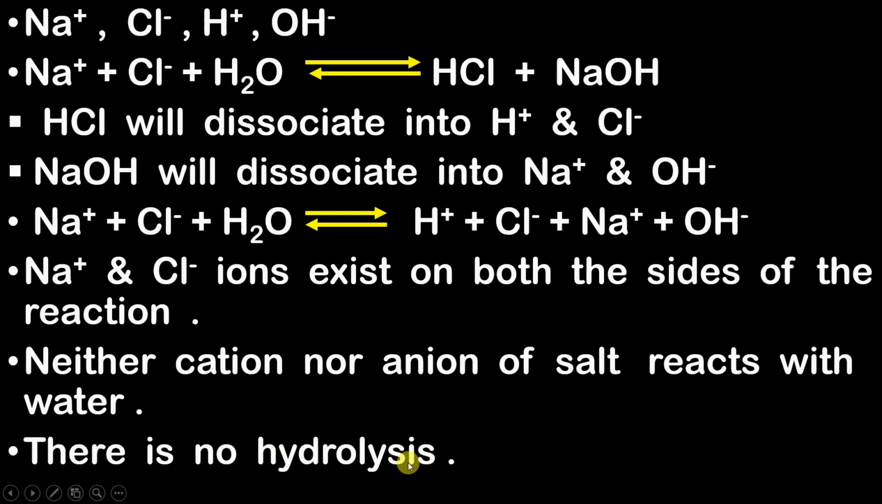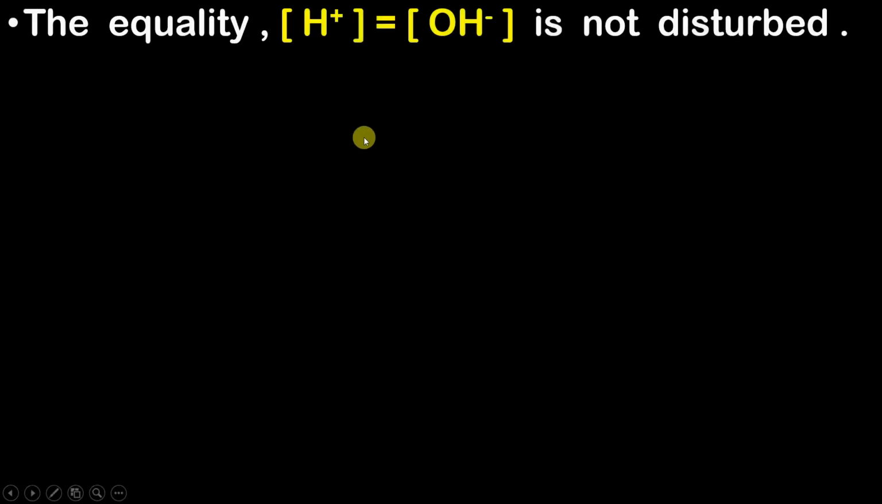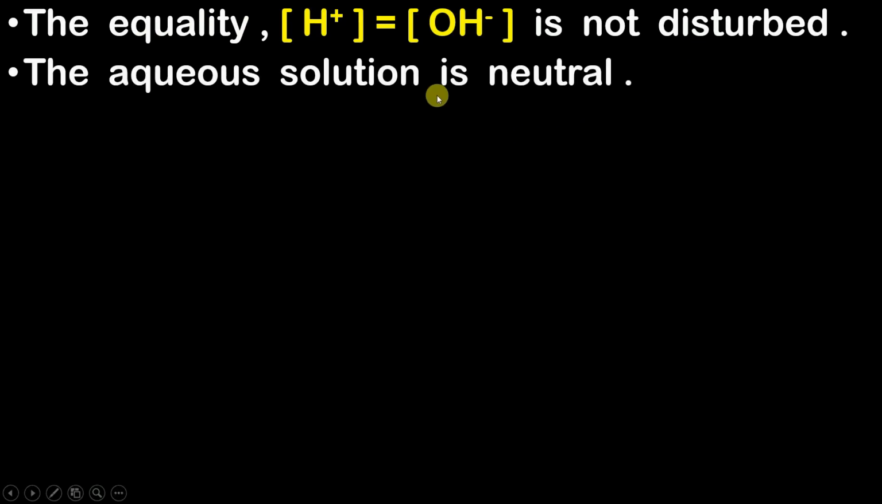Why is there no hydrolysis taking place? Because the ions of the salt are not reacting with the ions of the water, and hence there is no hydrolysis. And if there is no hydrolysis, can I say that the molar concentration of H plus ions will remain equal to the molar concentration of OH minus ions, and hence the equality is not disturbed. The aqueous solution is neutral. Why is it neutral? Because the molar concentration of H plus ions is still equal to the molar concentration of OH minus ions, because there is no hydrolysis taking place.